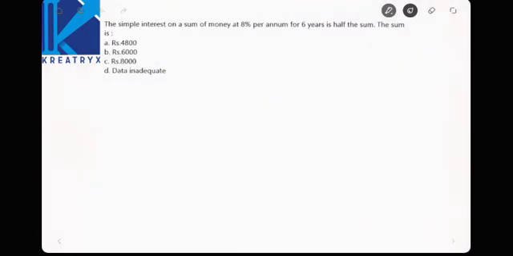Observe the calculations. Right. The simple interest on a sum of money at 8% per annum for 6 years is half the sum, it seems. Okay, now you have to find out the sum. Let us consider the sum as P.